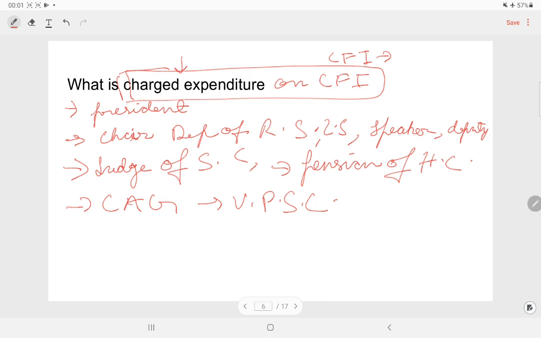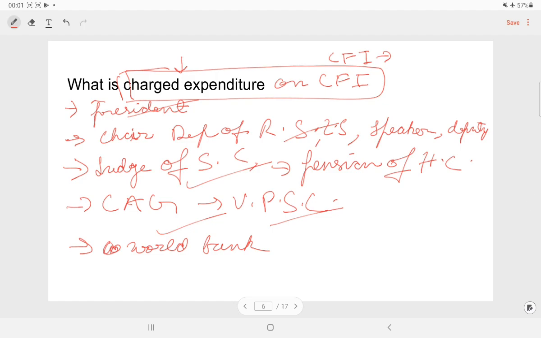Also the administrative expenses of these institutions, the President, Rajya Sabha, Lok Sabha, Supreme Court, CAG and UPSC, also come under the CFI. Also the debt charges for which the Government of India is liable. Suppose in the Corona time the government took a loan from the World Bank. The government anyhow has to give that loan back, so those things also come from the CFI.